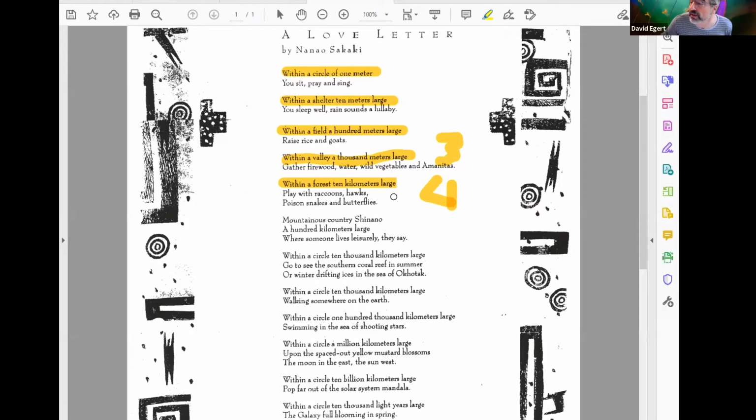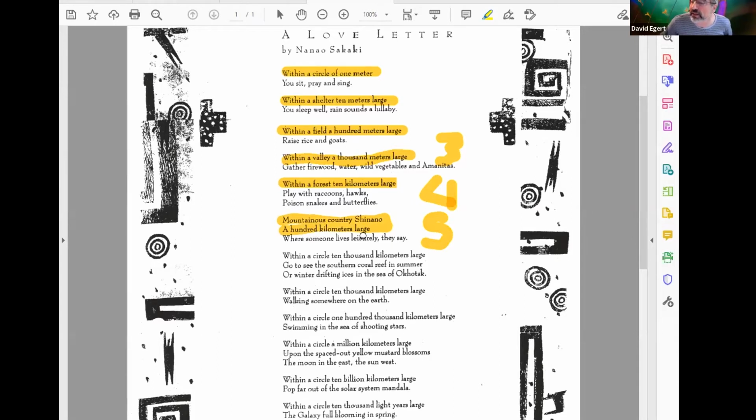And now we're in kind of a forest even. Again, 10 kilometers, that's a kilometer is about 2/3 of a mile. So this is somewhere around 6.5 miles across. Mountainous country, Shinano, 100 kilometers large, where someone lives leisurely, they say. So 100 kilometers, that's 10 to the 5th meters.